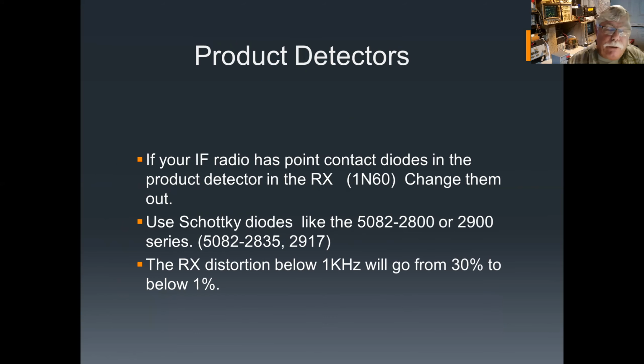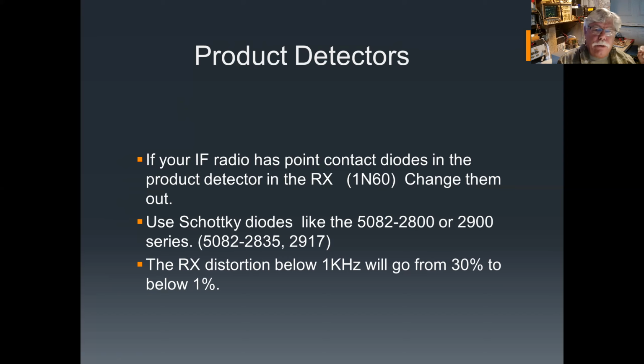Another system improvement you can make that goes back to the 1980s for me is that if your radio uses point contact diodes in the product detector in the receiver, like any of the older Kenwood, Yaesu, ICOM radios, you look at the schematic and you get down to the product detector that turns out the audio. If that's got 4 1N60 diodes in it, change them to Schottky diodes, like the 5082-2800 series or 2900 series. Here's why. At 1 kilohertz, the distortion is about 1% in a typical radio with point contact diodes in the product detector. But if you go down to 400 hertz or 300 hertz, the distortion goes up to 30%. Because the corner frequency of the diode basically gives up below a certain frequency.